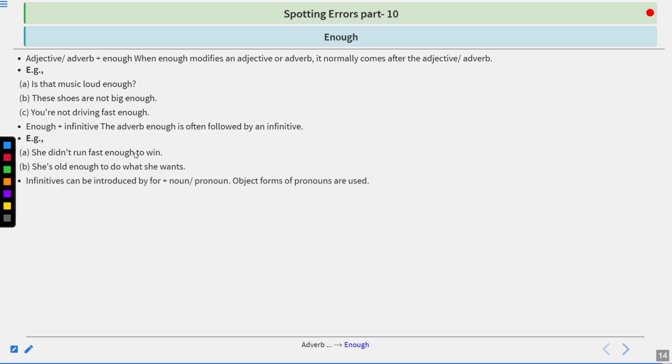Infinitives can be introduced by "for" plus noun and pronoun. Object forms of pronouns are used. "It's late enough for the staff to stop work." So we can also use infinitives with "for" plus noun and pronoun. Object forms of pronouns are used here. So we have used enough here with for plus noun and pronoun, which is an object of the preposition for.